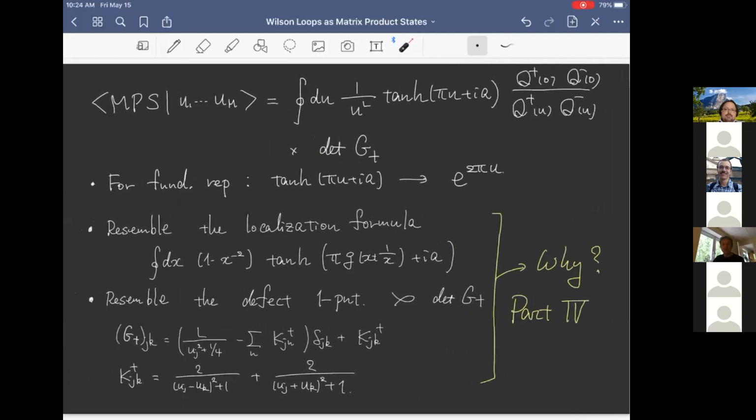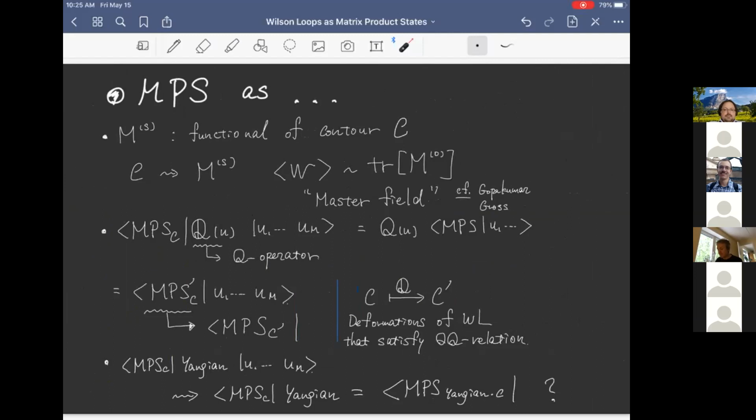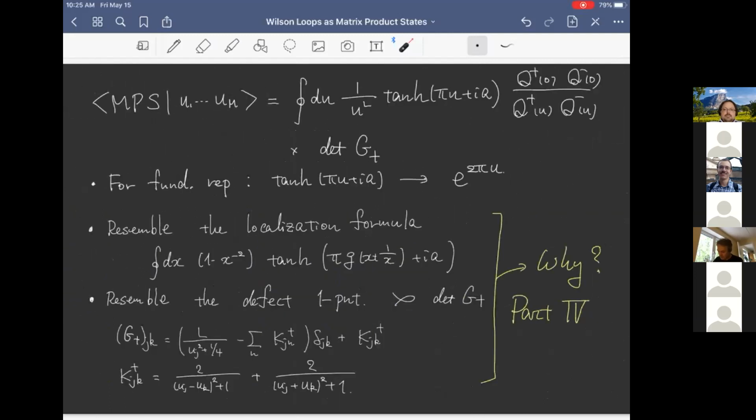Sorry, Shota? Usually you get the ratio of determinants, G plus over G minus. Okay, yeah. Well, because I was not normalizing by the norm of the state. Oh, I see. Basically, this determinant structure is precisely the same. I'm just not normalizing it. Sorry, another question. In this integral, do you pick up the poles at the zeros of Q of u? Or which poles should you pick up? Sorry, this integral is around u equals 0. Ah, okay.